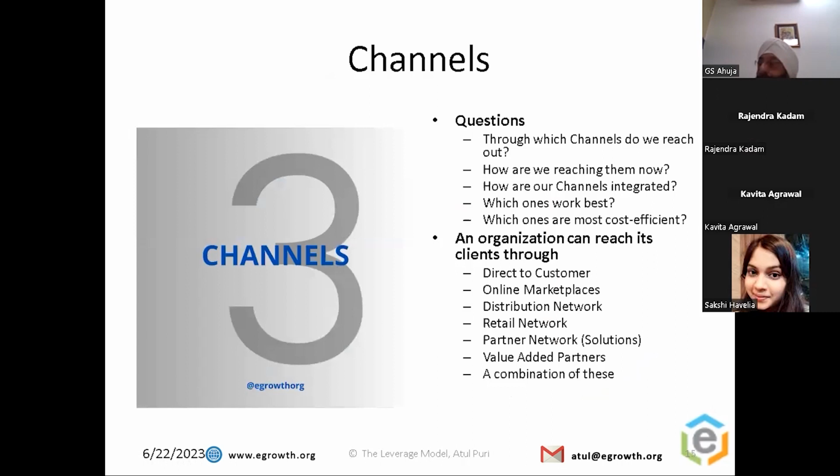Next is the channels. Through what channels are we going to deliver this value? How do we reach out to our customers? How are our channels integrated? Are they integrated or are they working in isolation? Which channel works best? For certain product categories, let us say Instagram is the best. For others, LinkedIn works best. For others, one-to-one conversation is the best. So which channel works the best? Which one is the most cost effective?